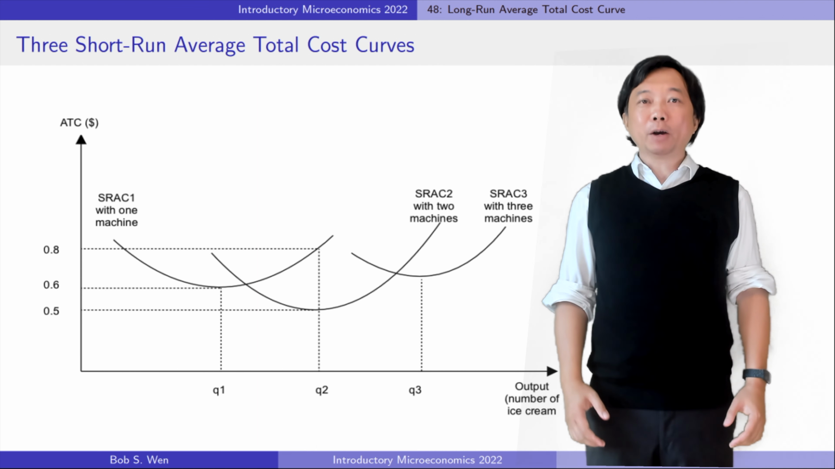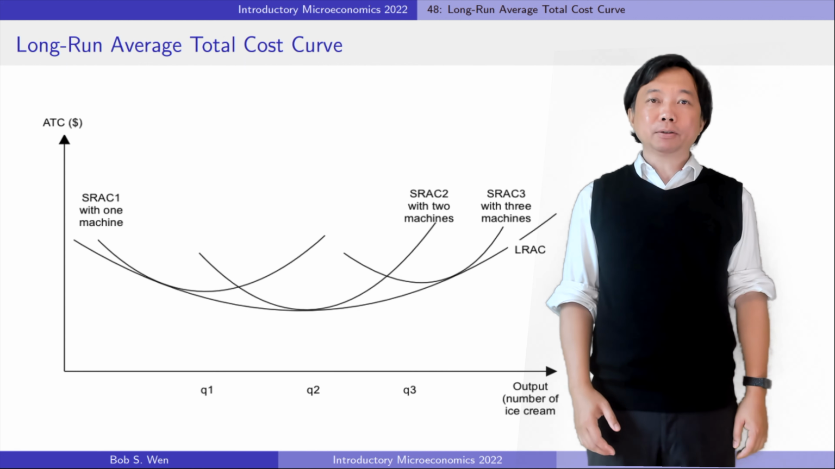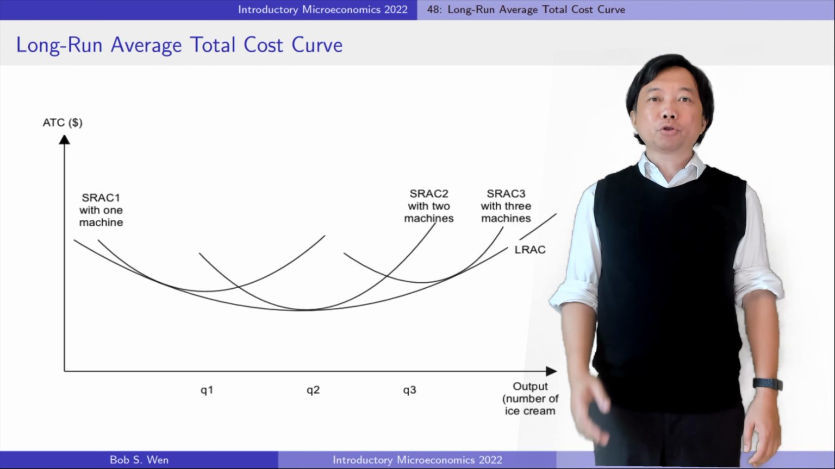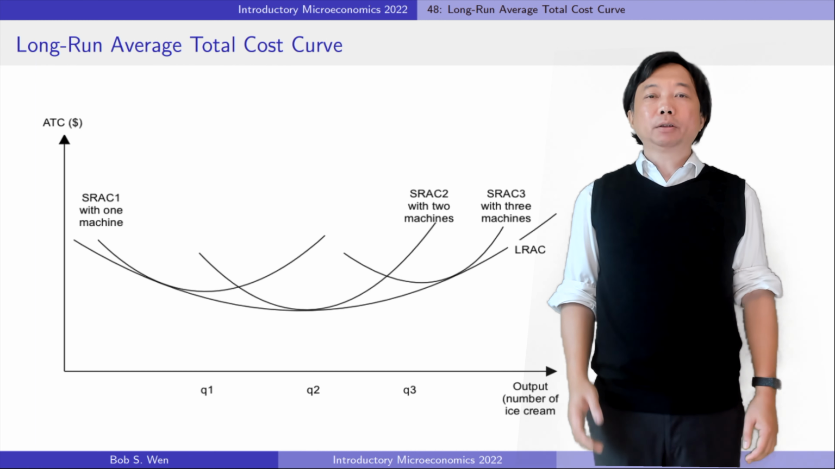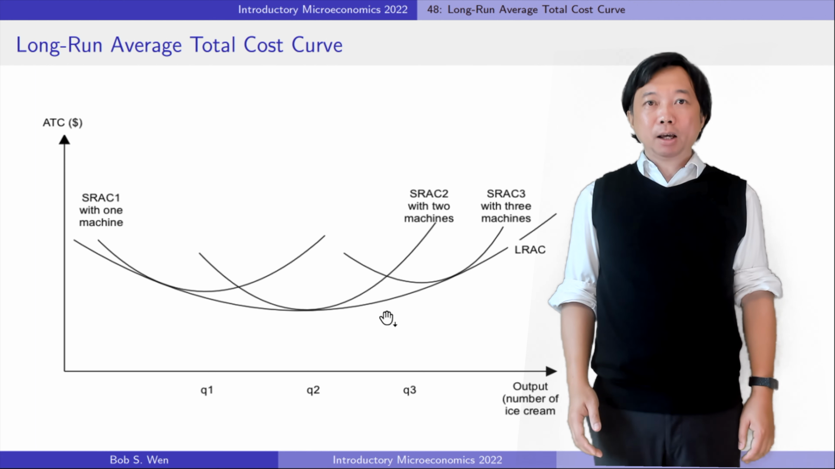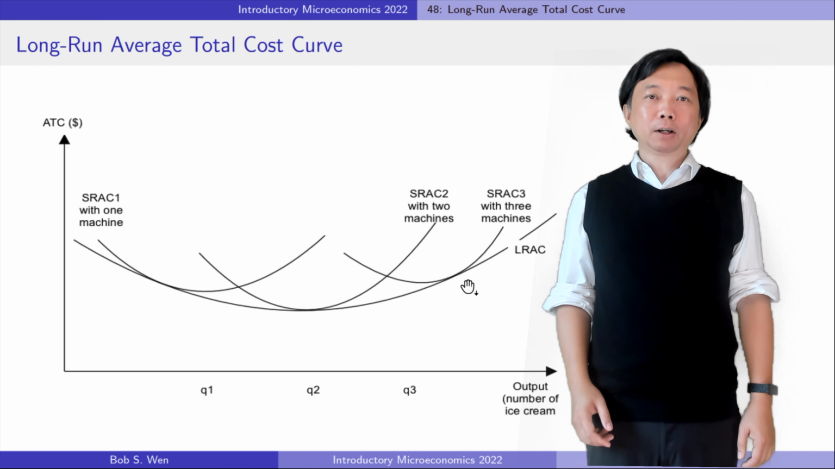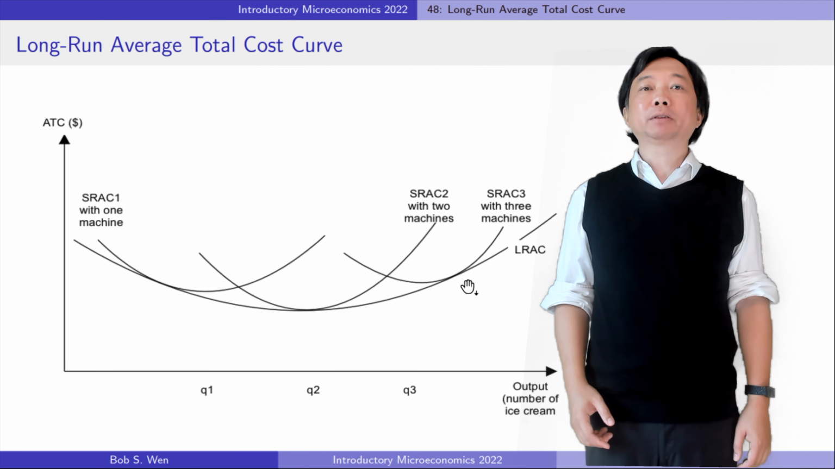That is to say, for each output level, there is a combination of labor and capital that minimizes the average total cost. The long-run average total cost curve has a much flatter U-shape than the short-run average total cost curve. All the short-run curves lie on or above the long-run curve because the firm has greater flexibility in the long run. In the long run, the firm adjusts the number of workers and chooses the number of ice cream machines to minimize the cost of production.